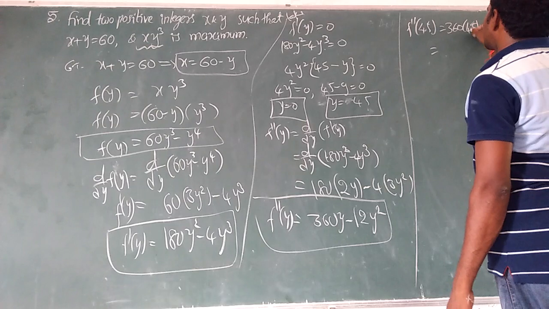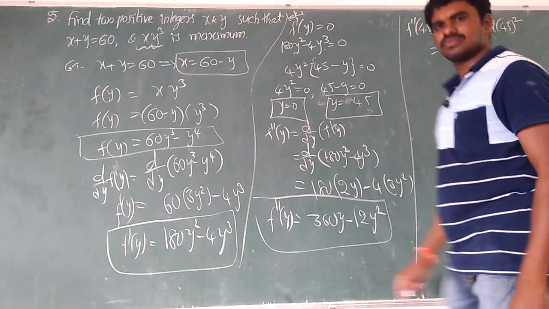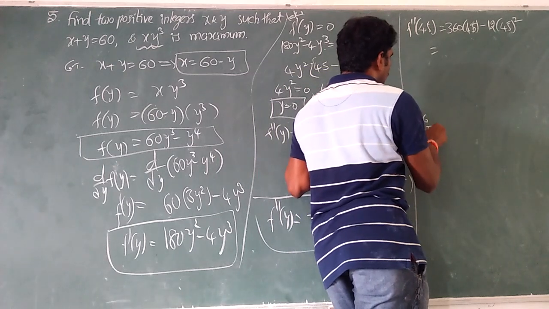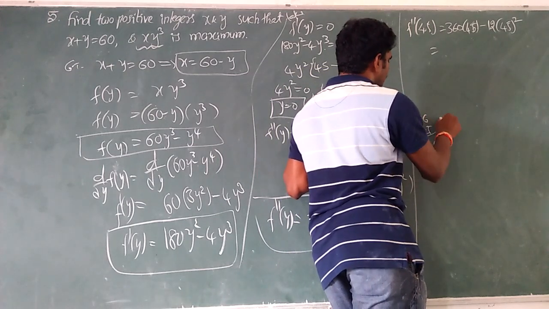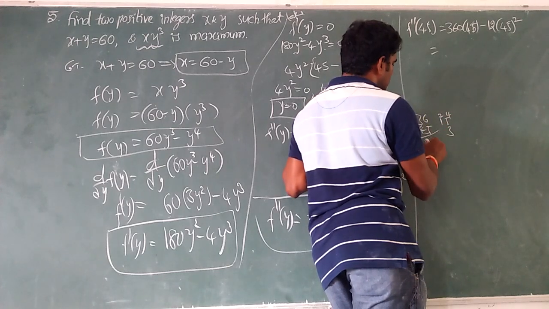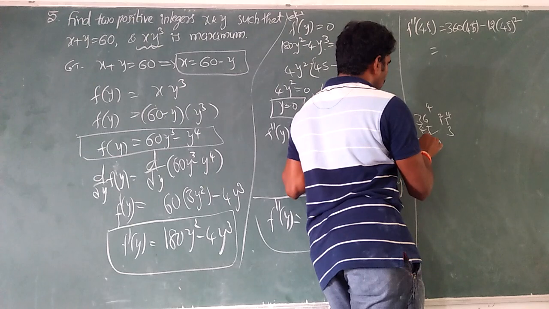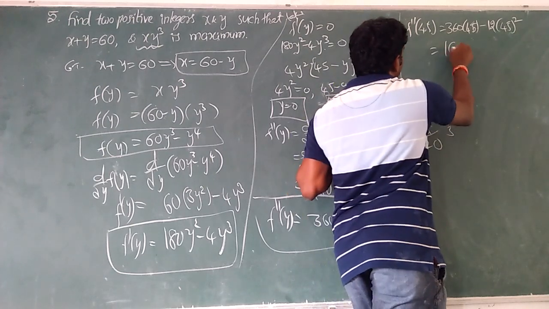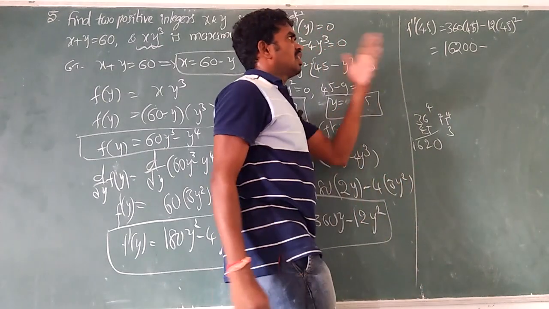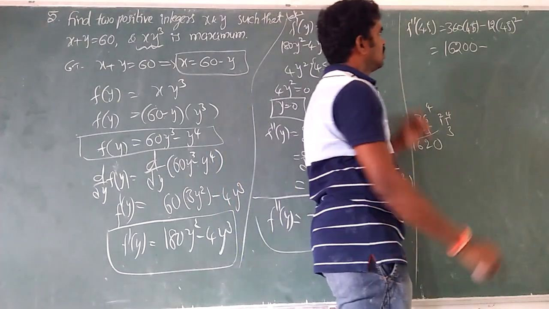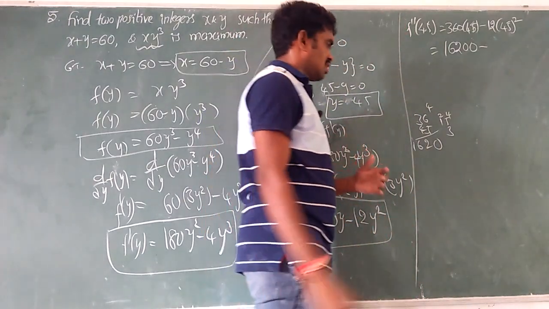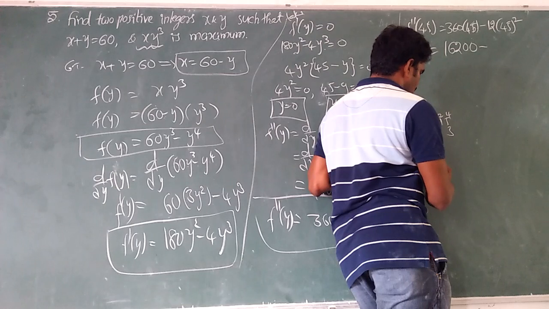So how much is 360 into 45? 36 into 45: 5 6s are 30, 5 3s are 15, 4 6s are 24, 4 3s are 12, so 1620, and 0 after that. Minus that one. 45 square means what? 25, 4 5s are 20, so 2025.